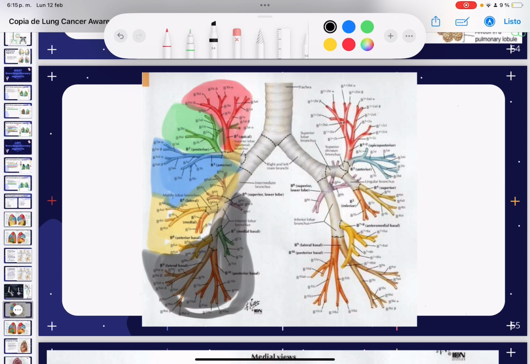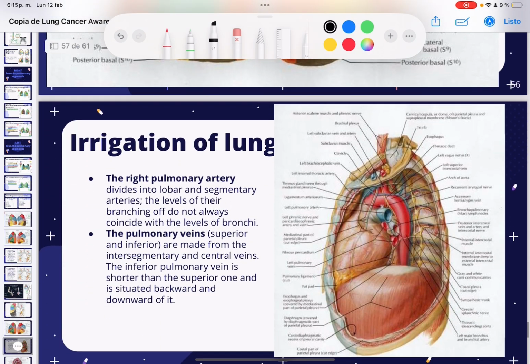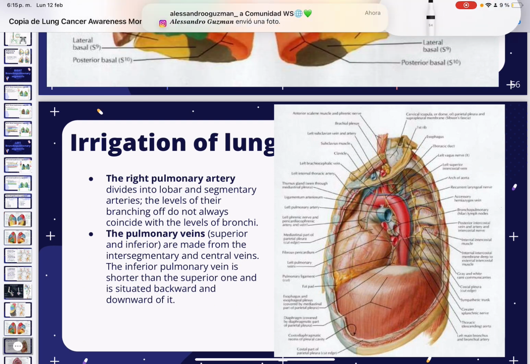You see, the irrigation of the lung. The right pulmonary artery divides into lobar and segmentary arteries. The levels of their branching off don't always coincide with the levels of branching of the bronchi. The pulmonary veins, superior and inferior, are made from the segmentary and central veins. The inferior pulmonary vein is shorter than the superior one and is situated backward and downward.